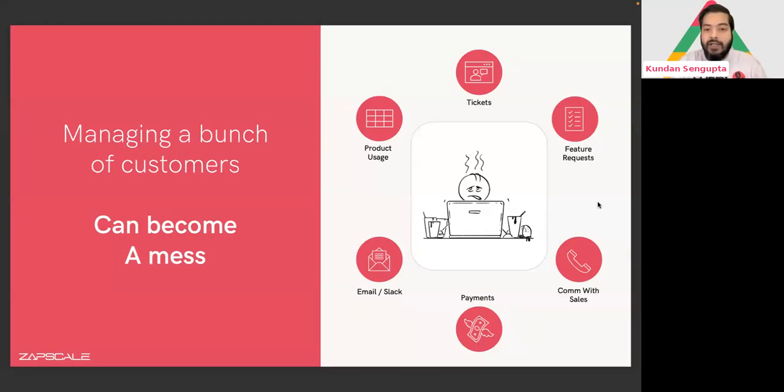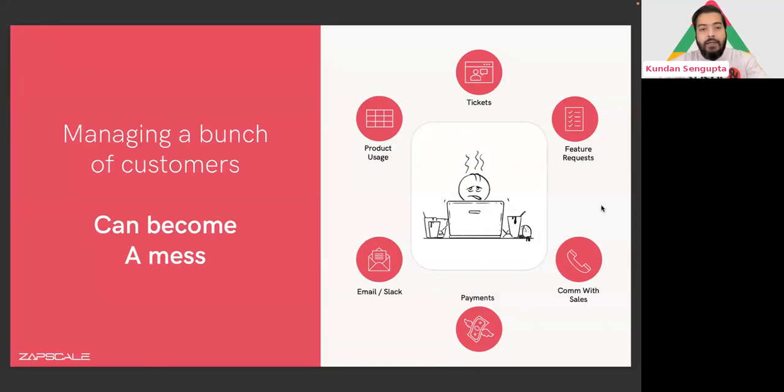The product usage can be in an Excel sheet, tickets can be a dashboard, feature requests can be a dashboard. Your communications are always in the raw format in the mails, in the Slack. Your payments can come in a download. For the comms with sales and so on, you might have to go into the CRM and look at it. It's a mess. It's a lot of effort.